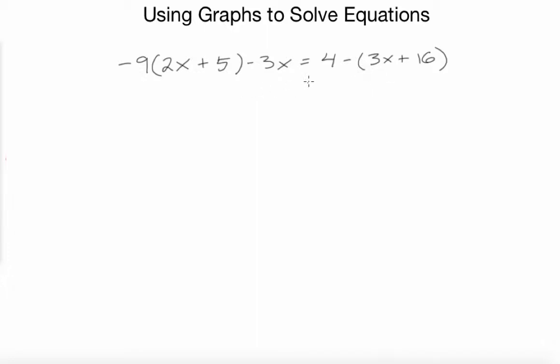I just threw a bunch of numbers on there. We have -9 times, in parentheses, 2x plus 5, subtracting 3x. All of that is equal to 4 minus, in parentheses, 3x plus 16. So to solve this out would take quite a while, a lot of steps, a lot of distributing, moving things around. But let's think about this in a graphical sense. Really, what I'm saying is, when does all of this equal all of this?